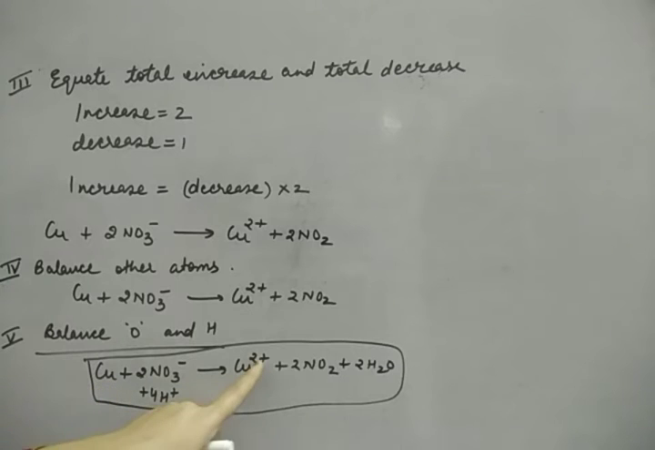Here it is 2 plus charge because others are neutral. Here it is 4 plus and 2 minus, so again 2 plus. So the charges are also balanced, apart from the atoms. This is the proper balancing of an ionic redox equation. Now we'll take one more example.